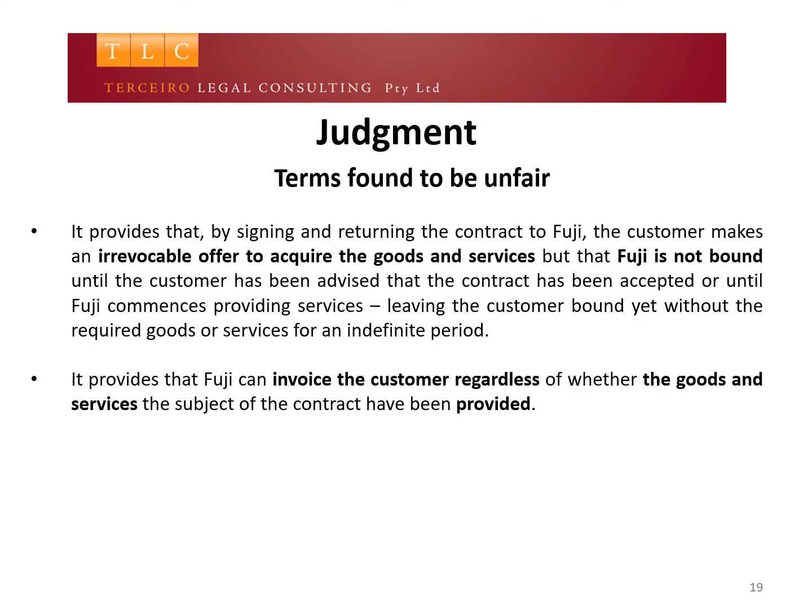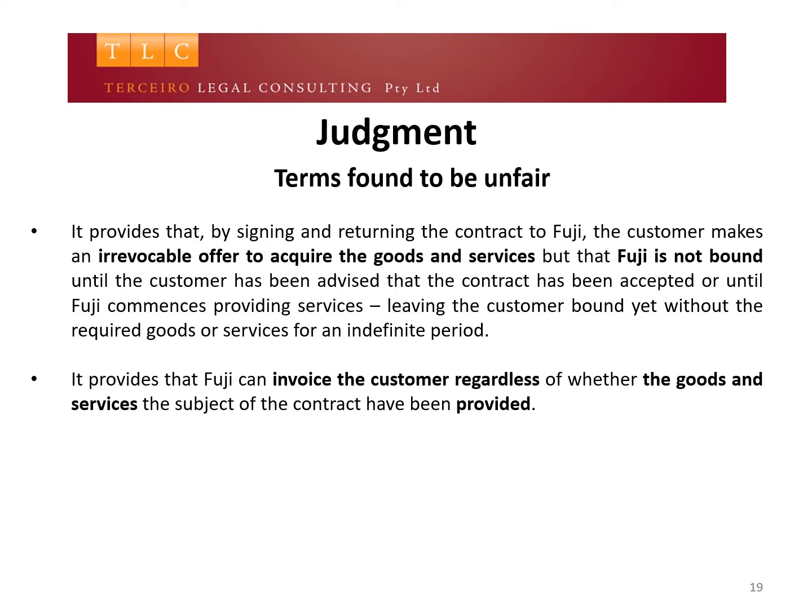The final two clauses are as follows. Firstly, that Fuji had the right to state that the customer was irrevocably bound by the contract once they'd signed it, but that Fuji was not bound by the contract until it advised the customer that the contract had been accepted, or until Fuji commenced providing the service. So it's a strange sort of thing where effectively one party's bound immediately on signature, but the other party is not bound until they decide they want to be bound. So that was a differential term which obviously benefited Fuji and not the customer.